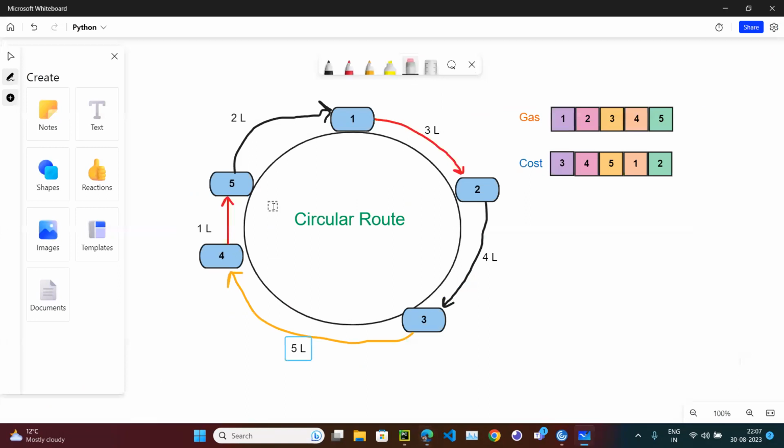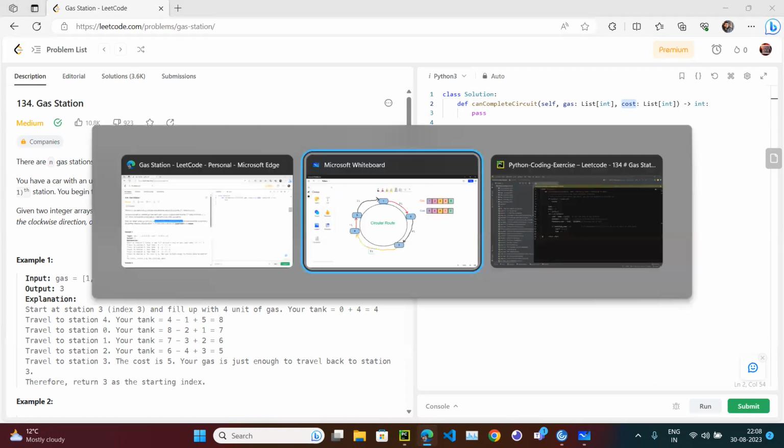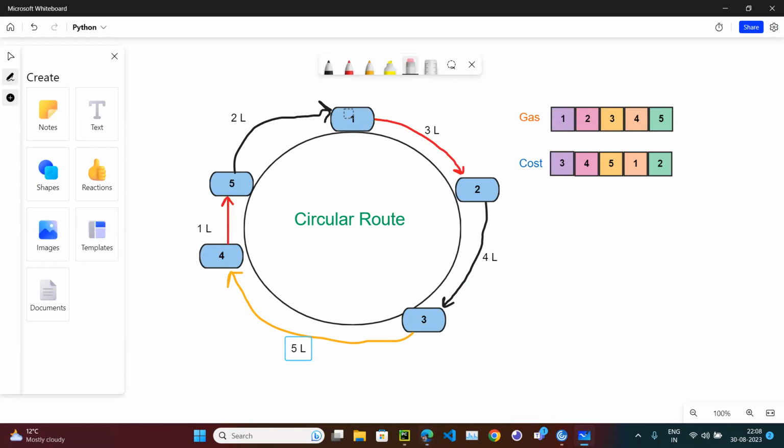Because they have mentioned you can begin the journey at any of the gas stations, we need to find out where we are going to begin the journey. We need to return the starting station index. Shall we start from one? Shall we start from two? Three? Four? Five?